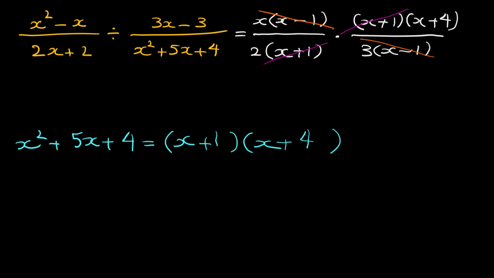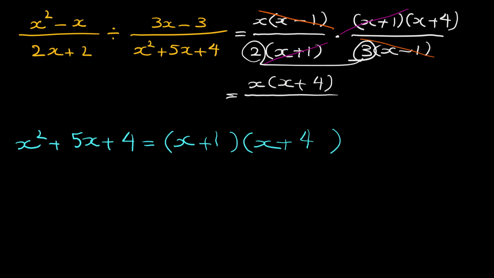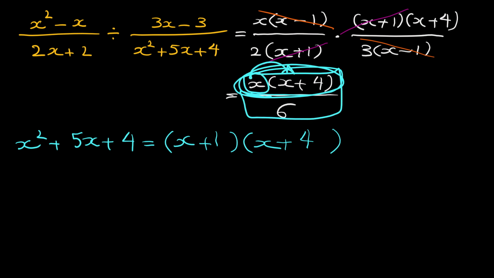So in the numerator we have x times x plus 4, and in the denominator we have 2 times 3, which you can write as 6. And you don't really need to multiply these by each other. You can leave it in this form. If you like, you can multiply x in the bracket, but it's not really necessary here. And this is the answer of this division between two rational expressions.